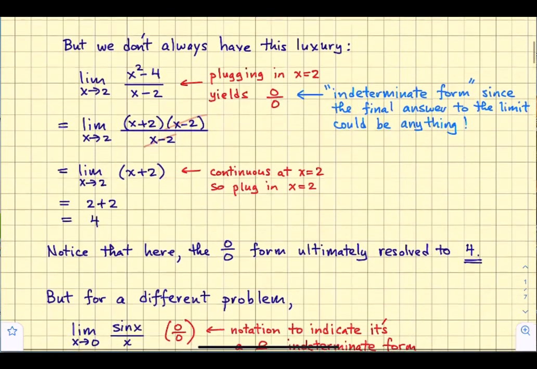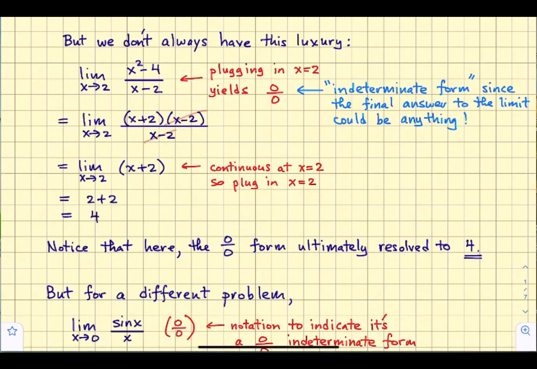So in the second example, if we take the limit as x approaches 2 of x squared minus 4 over x minus 2, notice if we plug in a 2 everywhere we see an x, we get a 0 in the numerator, we get a 0 in the denominator, and this 0 over 0 form is called an indeterminate form because the final answer to a limit with this form could be anything. So remember, division by 0 is not defined. We can't just simply cancel the zeros and get a 1. That's not algebraically correct. And so we have to look for some alternate strategy on how to resolve this limit.